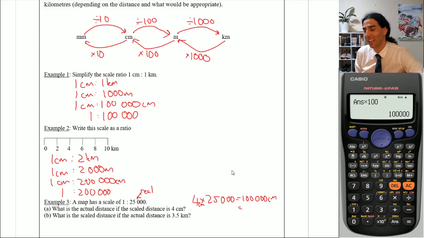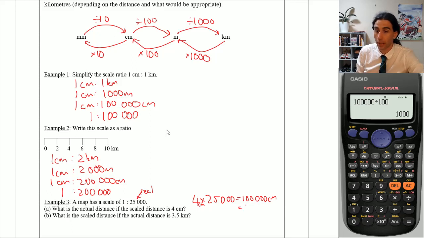Now, let's get that into a more useful unit. Centimeters to meters, what do I got to do? I got to divide by 100. So that gives me, you can do this in your calculator if you want, 100,000 divided by 100, and you get 1,000 meters, sorry, which is 1 kilometer. So 4 centimeters on the map, 1 kilometer.